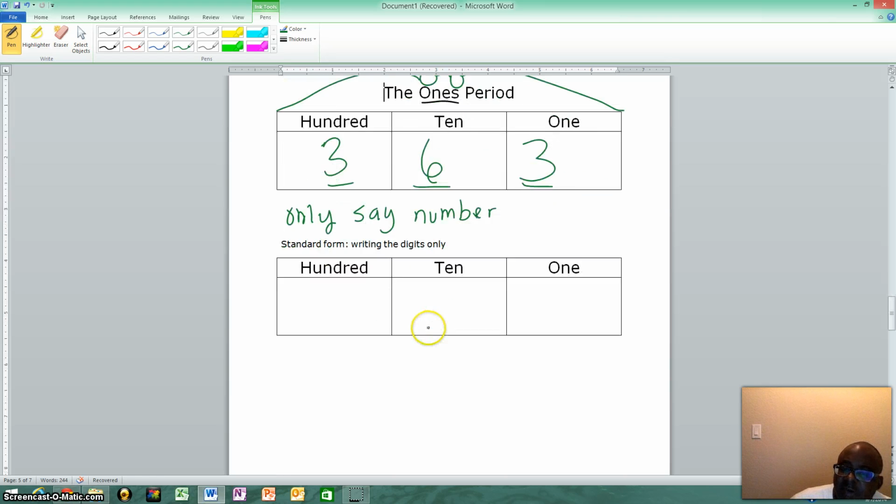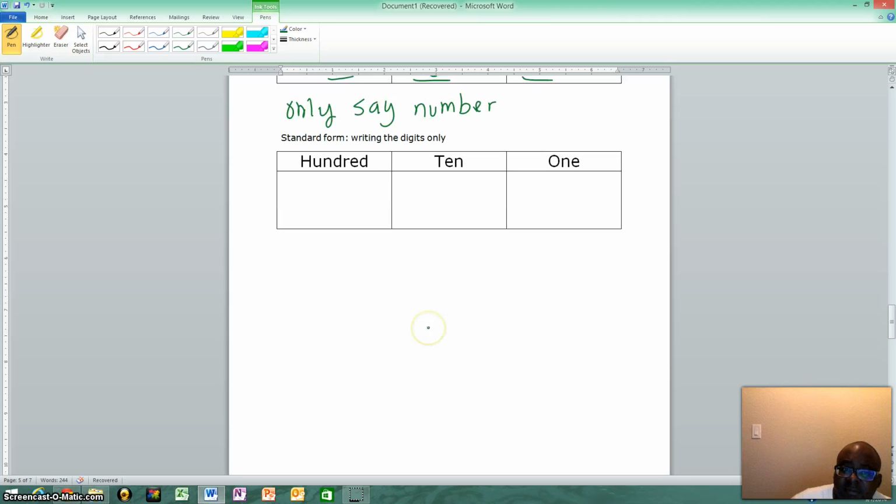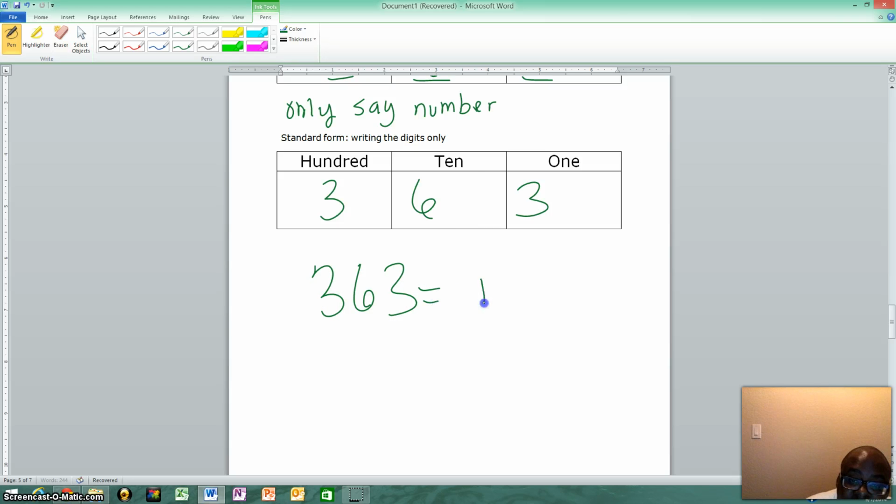So now let's continue our review of place value. So now we're looking at standard form. This is where the only thing we do when we see a number in standard form, we take it off the place value chart and we just write the numbers. Remember, our number is 363. To put that number in standard form, we take it off our place value chart, we write 363, and that is standard form.